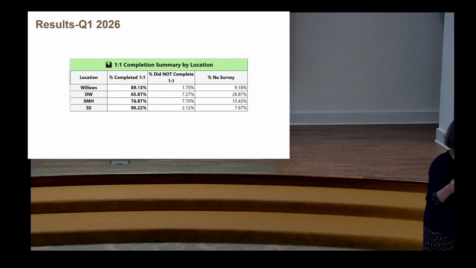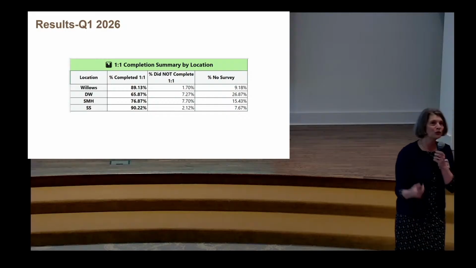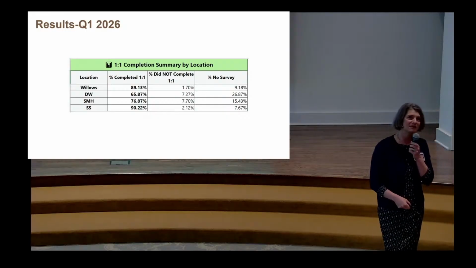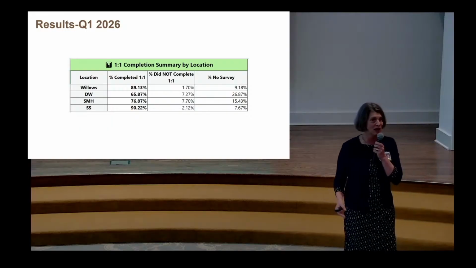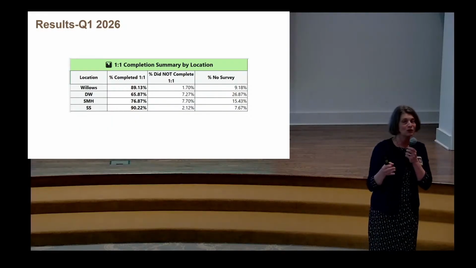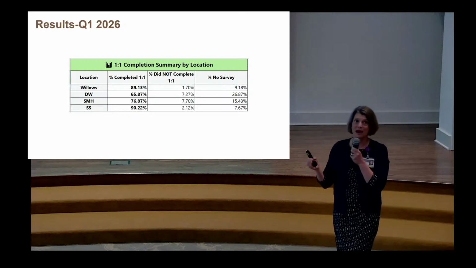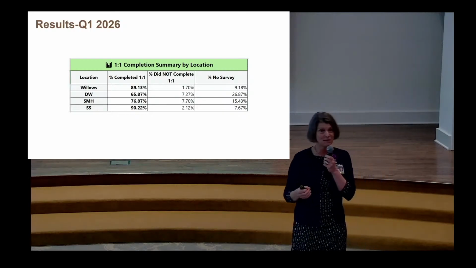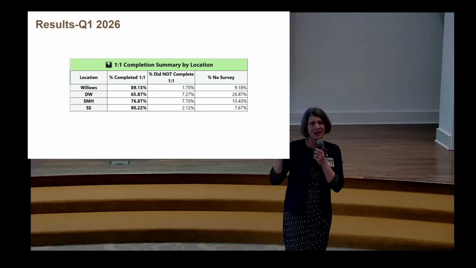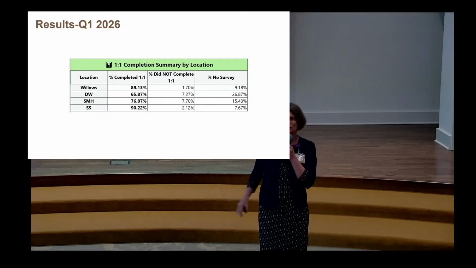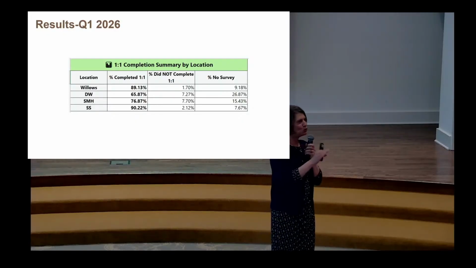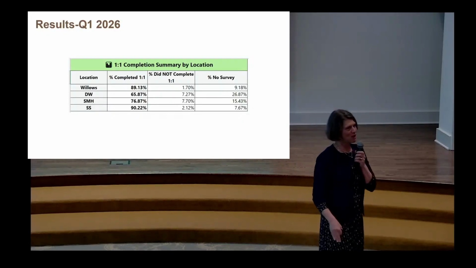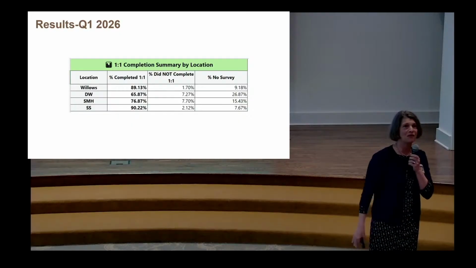Let's look at the results. All right, first quarter, so the first 90 days of 2026, this is a summary by location. So our friends at the Willows are doing a pretty darn good job at completing one-to-ones with their team members. We have about 9% people who aren't even answering the survey in Relias. So this is putting everybody on notice. Do your Relias. Answer your survey questions and do your Relias every single month.